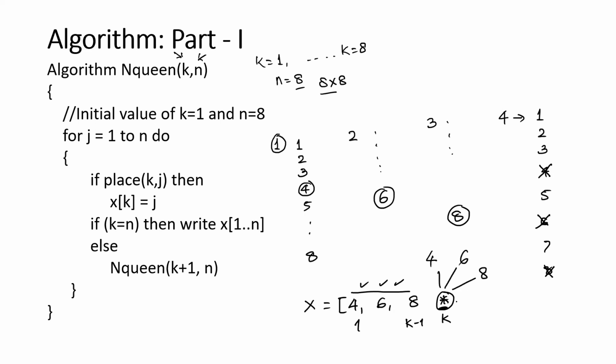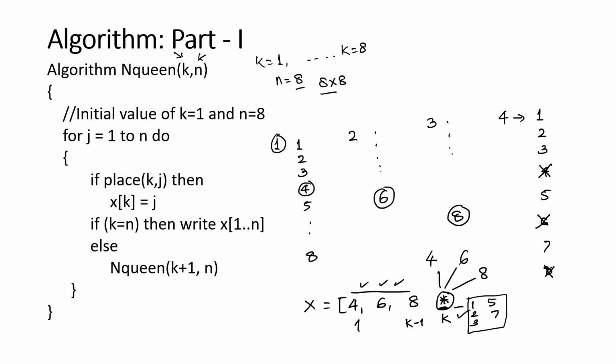We are trying to check the remaining values like 1, 2, 3, 5, 7. These are the remaining values. So out of these remaining values, which value is permitted in the sequence of 1, 2, 3, 5, 7? Okay. So it's very simple.